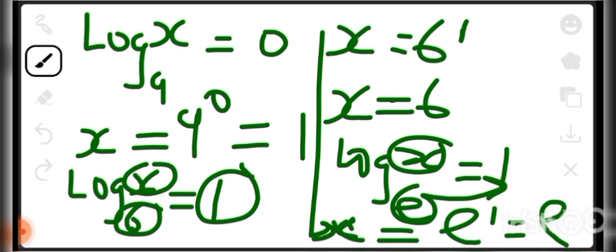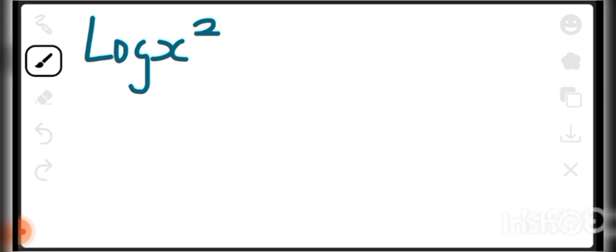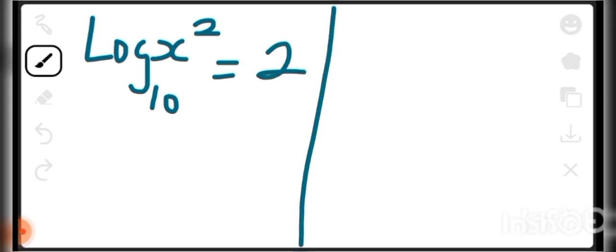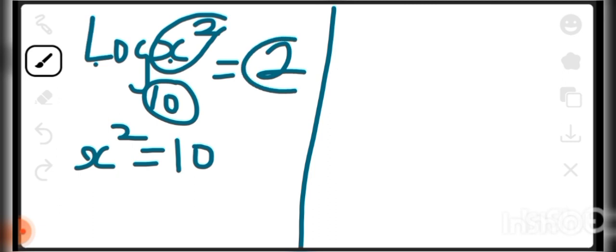So look at more examples. Alright, let's say we have the question: log x squared to base 10 is equal to 2. Let's say we want to find x here. What will be x? First, let's check. The log is x squared. So this log here, remember what we have been doing, the log there, which is x squared, must be equal to the base here, which is 10, raised to power the other side, which is 2.